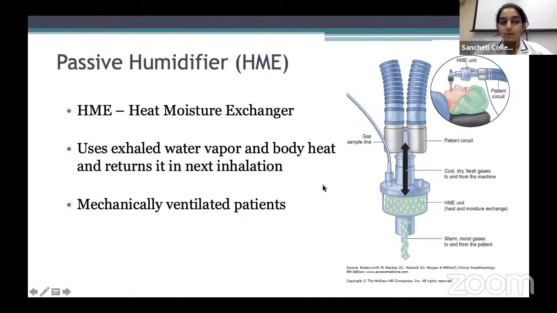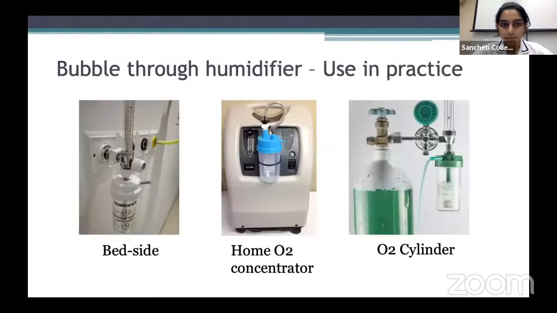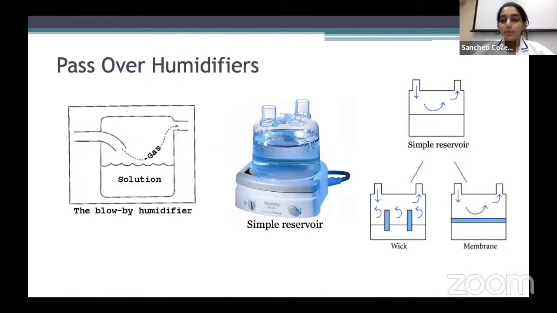Then we move on to the other type of humidifier. So we spoke about bubble through. The other type is the pass over humidifier. In a pass over humidifier, the mechanism is almost the same, with just one small difference. In bubble through, the gas passed through the water and created bubbles and then moved to the patient. Here, the gas is going to pass over the surface of the water.